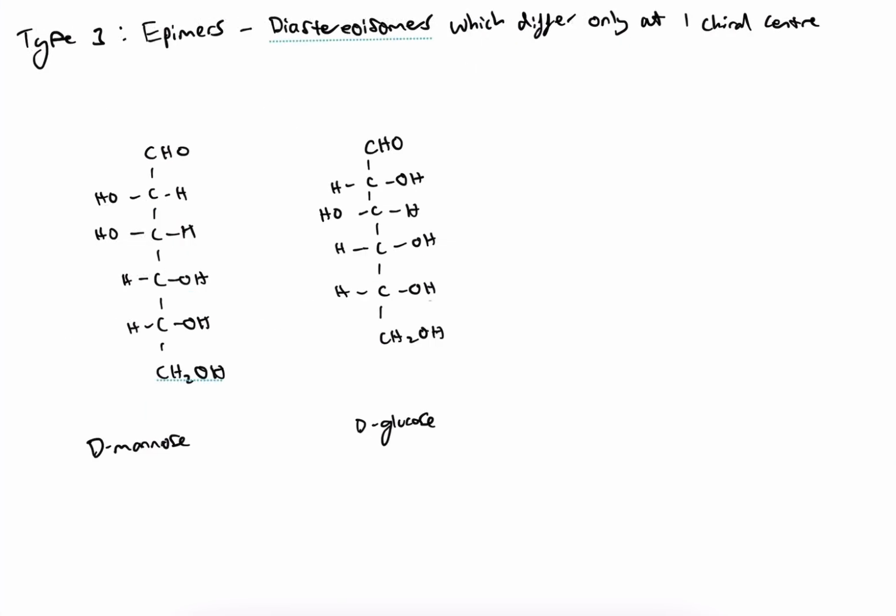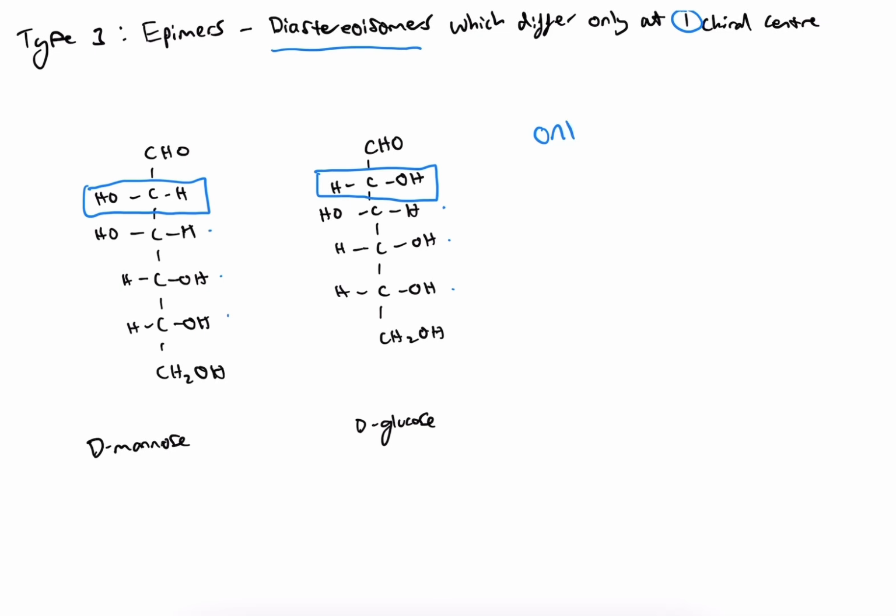Now, type 3 is called epimers. These are still diastereoisomers that we've just seen. However, they differ at only one chiral center. You will see that just here with D-mannose and D-glucose. If you look at our Fisher projections, the only difference is at chiral carbon number 1 or carbon 2 in the chain. The rest are all the same, as you can see.